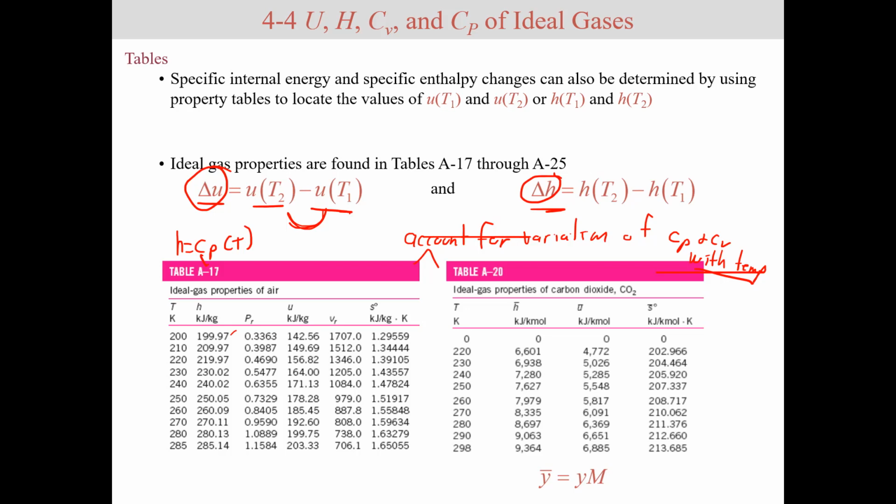So basically it's saying that enthalpy at 200 Kelvin is equal to the specific heat at 200 Kelvin times 200 Kelvin. It takes the specific heat at 200 Kelvin and multiplies it by the temperature to get that number. This number at 250 equals the specific heat at constant pressure evaluated at 250 Kelvin multiplied by 250 Kelvin. Basically, these all account for variations in specific heat.